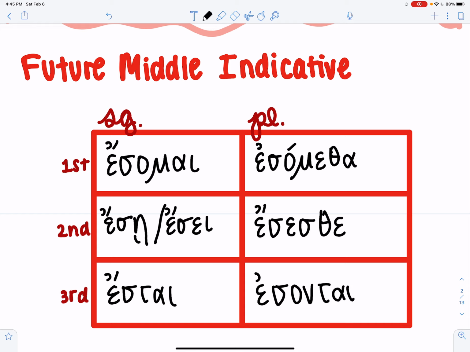And smooth breathing, and then an acute on that first epsilon. So now let's go through these forms. First person singular, eimí. Second singular, esse. Third singular, esti. First plural, esometha. Second plural, eseste. Third plural, esontai. Not too bad, but just all new. But I find that very exciting.